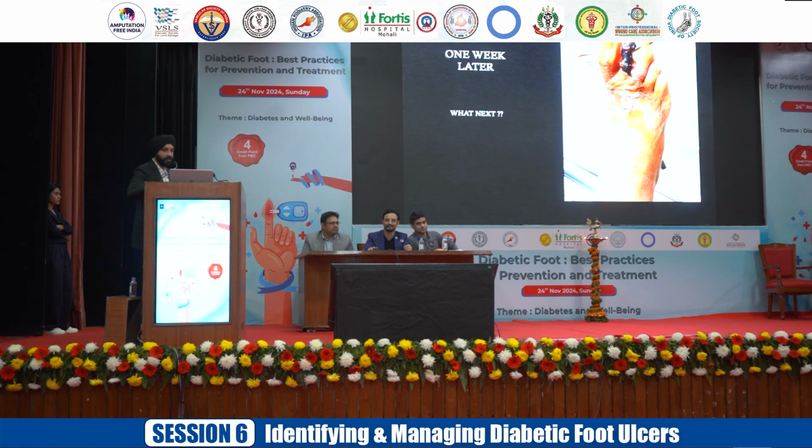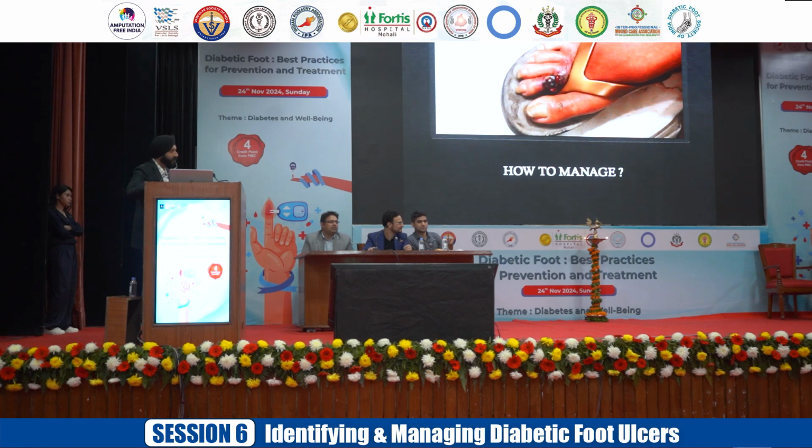So I put the patient on medical management, and after the next follow-up within a week, this is what she came up with. In this setting, I can see that the cellulitis is going most probably up to the ankle. Just to add on, and also what was the status of the pulse?